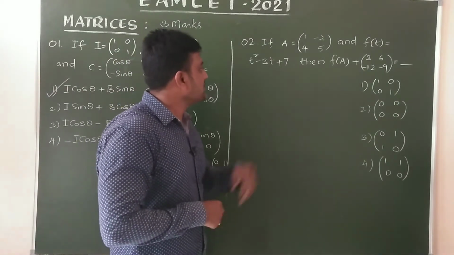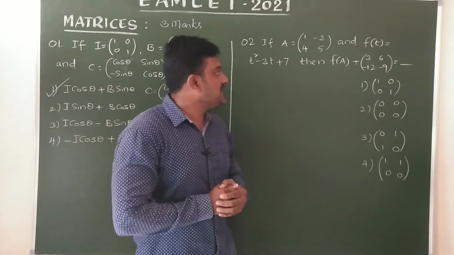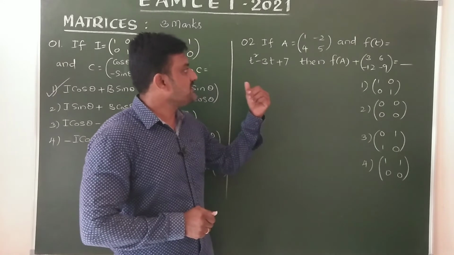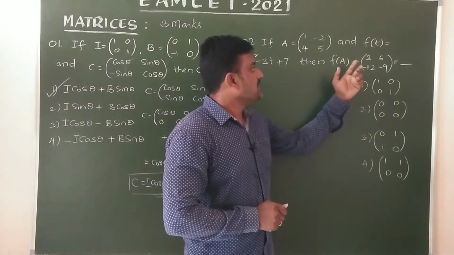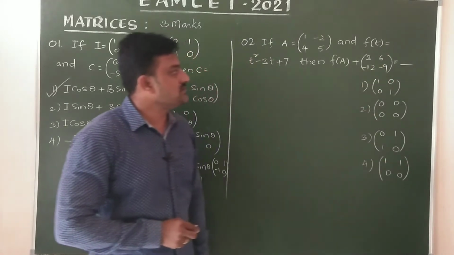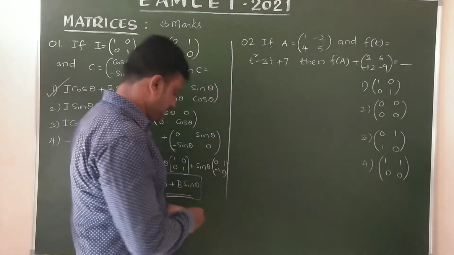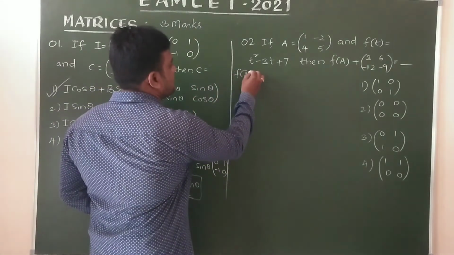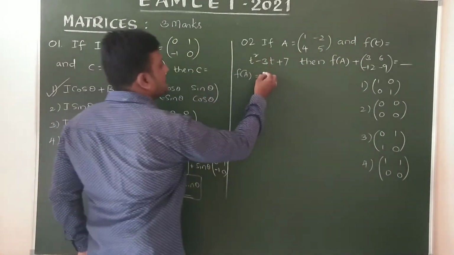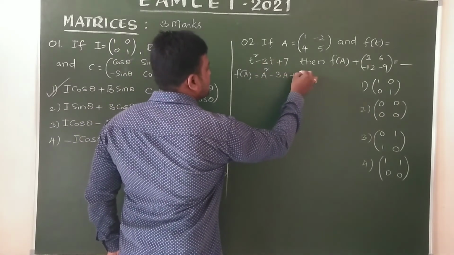Here the given problem is: if A equals [1, -2; 4, 5] and f of t equals t square minus 3t plus 7. One expression is given, then f of A plus, now one 2 by 2 matrix [3, 6; -12, -9], equals what? Simply, first of all we can find f of A. Let f of A equal, clearly we have f of t equals this one. Then write in the place of t: A square minus 3A plus 7.